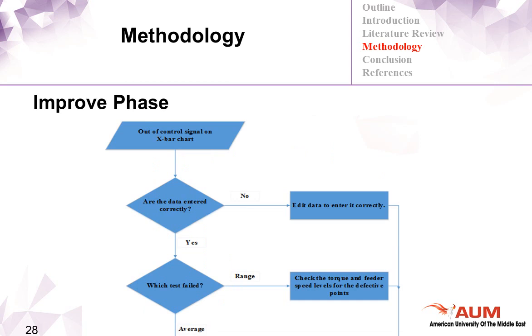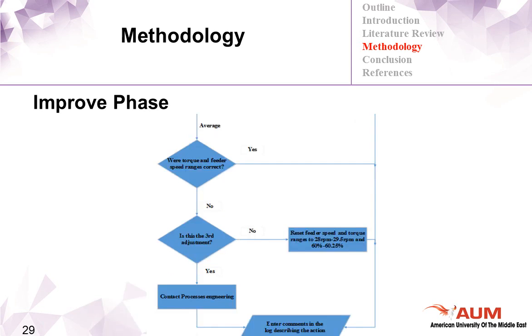The next step was producing an out-of-control action plan flowchart for the workers or the employees, so that when an out-of-control signal is seen on an XBar chart, they'd follow this flowchart in detail and understand the correct action to take. This is the continuation of the flowchart for the correct actions to take by the employees.